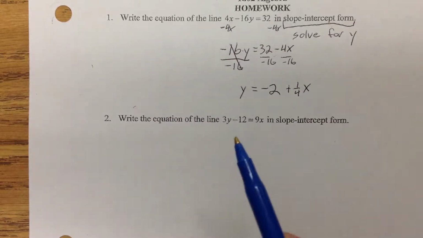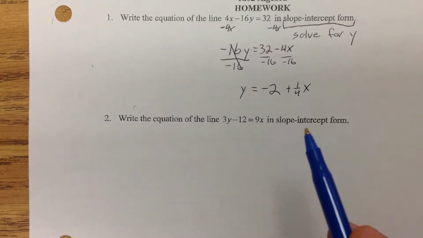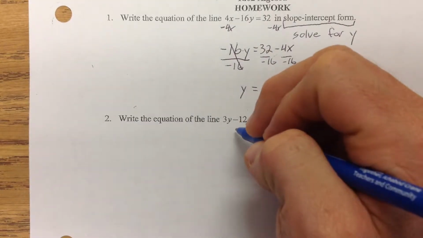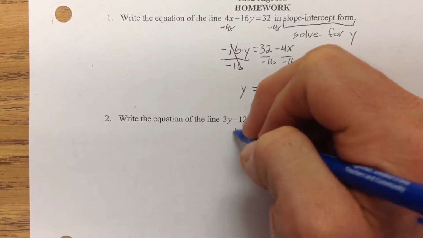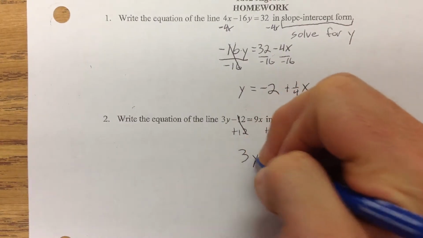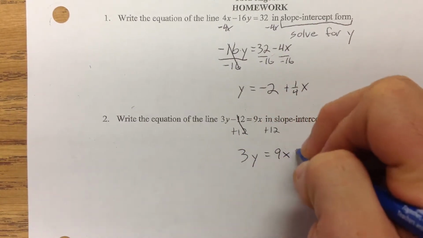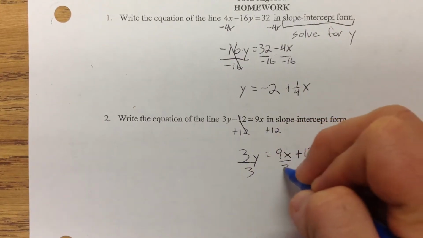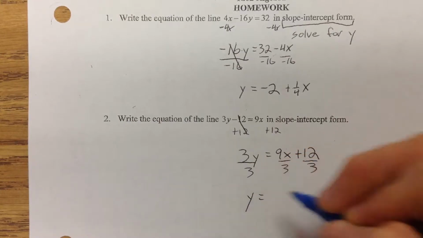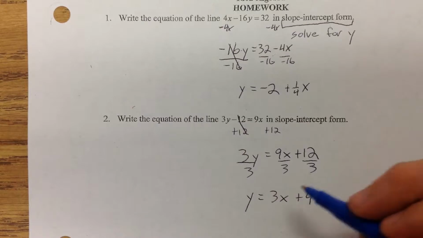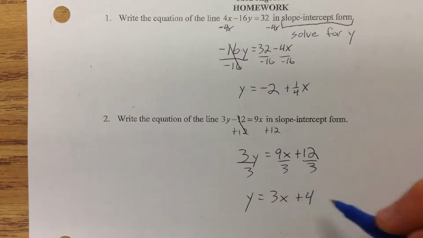Write the equation of the line 3y minus 12 equals 9x in slope-intercept form. So again, that just means we're getting the y by itself. So we can start by getting rid of this minus 12, so that's a plus 12 and a plus 12. These will cancel out. We'll have 3y equals 9x plus 12. Divide everything by 3 and end up with y equals 3x plus 4. And again, this one would be our slope because it's next to the x. This one would be our y-intercept.